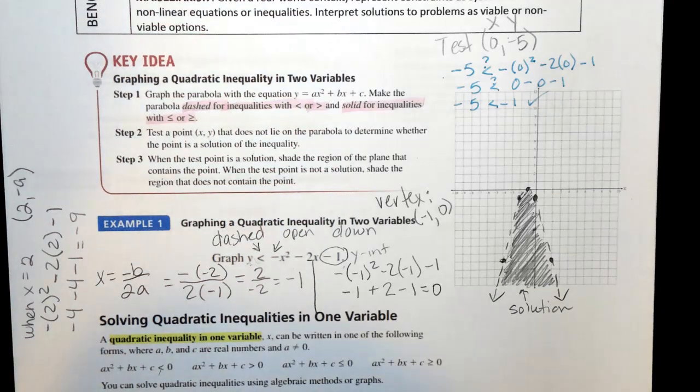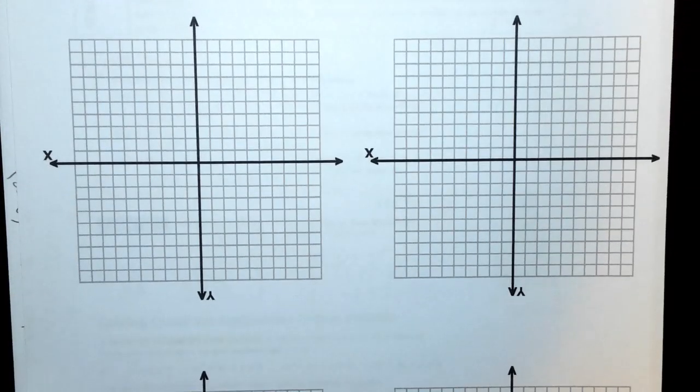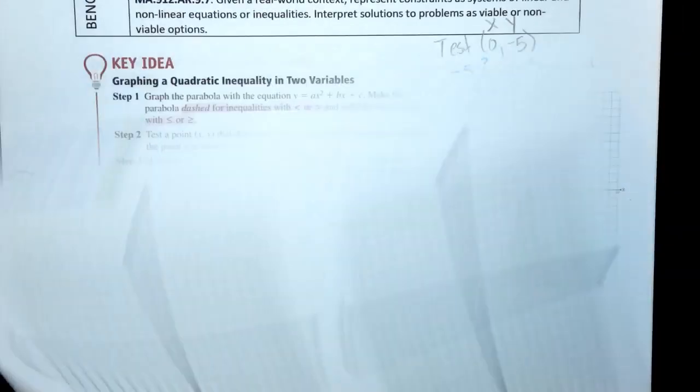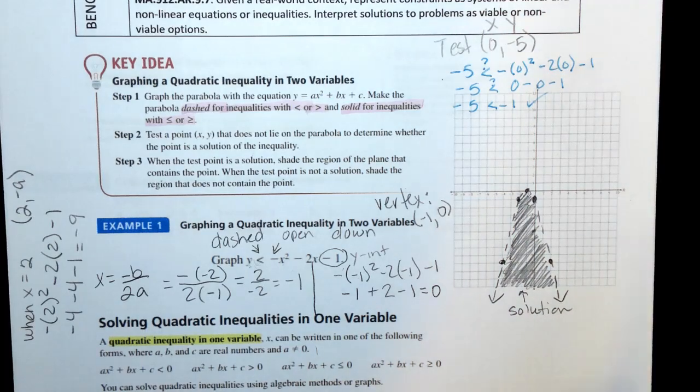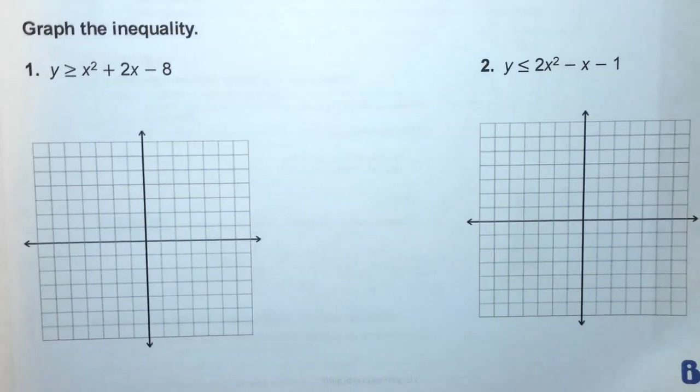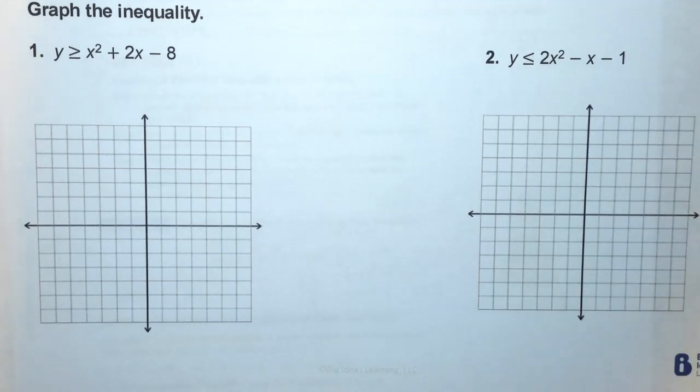All right, so I'm going to give you 2 to try. I did give you a sheet of graph paper that looks like this. This is where you're going to do your self-assessment questions, that way you can graph them. So I would like for you to try these 2. If nothing else, at least try to graph them, and then we'll come back and test a point and see what part to shade.